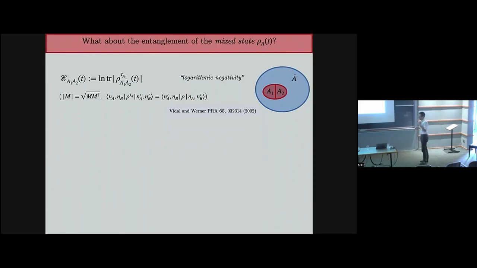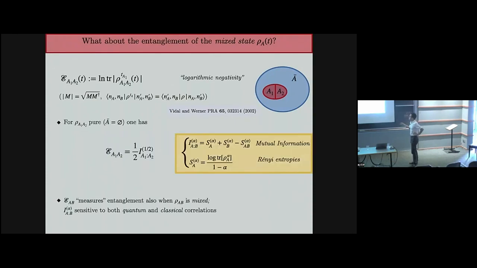Before looking at what happens to the logarithmic negativity after a quench, let's briefly discuss what happens for the logarithmic negativity on a pure state. If rho A1 A2 is a projector, so there is essentially no environment, one can easily show that the logarithmic negativity is half of the Rényi-1/2 mutual information. We saw in the morning session the definition of mutual information. This is essentially the same quantity that we saw there. The only difference is that it's not defined with a von Neumann entanglement entropy, but with Rényi entropies that are a simple generalization of that.